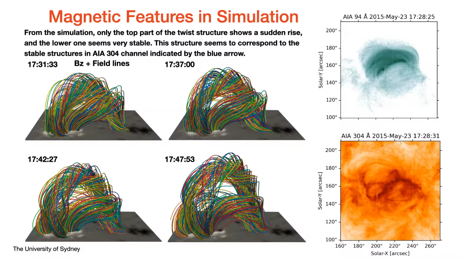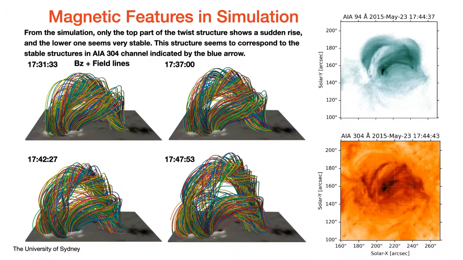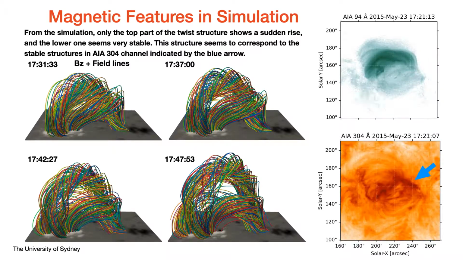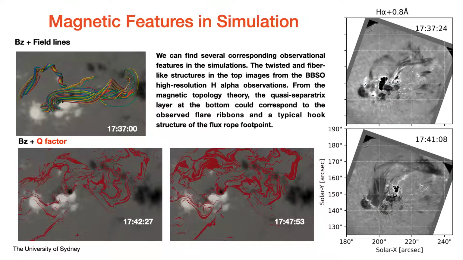From the simulation, only the top part of the twisted structures shows a sudden rise, and the lower one seems very stable. This structure seems to correspond to the stable structures in the AIA 304 channel indicated by the blue arrow. Comparison between observations and simulations shows some corresponding features.